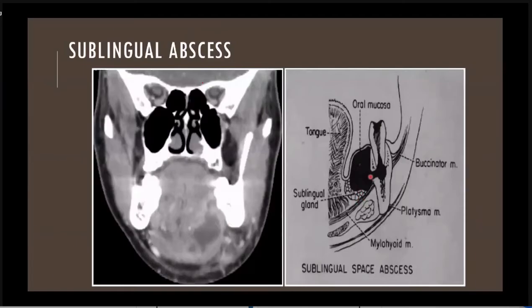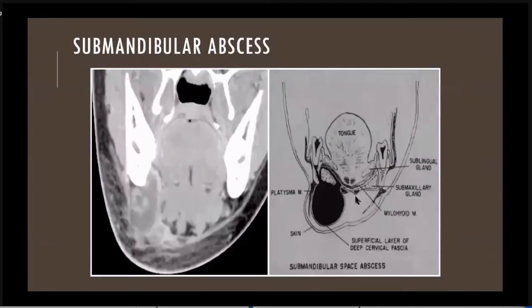Any odontogenic infection will perforate the weak wall of the buccal cortex of the mandible into the sublingual space, forming a collection above the mylohyoid muscle. Compare this to a different patient. There is a peripherally enhancing collection, but located below the mylohyoid muscle. And this is an abscess in the submandibular space. So this is the mylohyoid muscle, and the collection is below the mylohyoid muscle. And the image here on the right is showing how an odontogenic infection causes a submandibular infection.